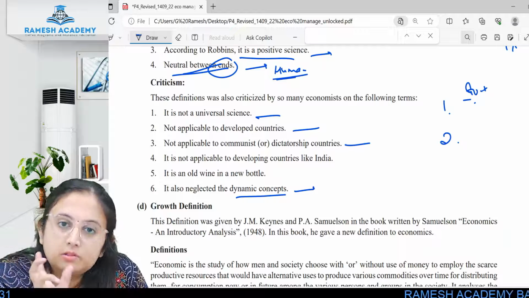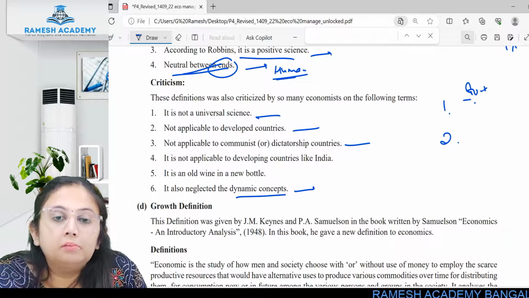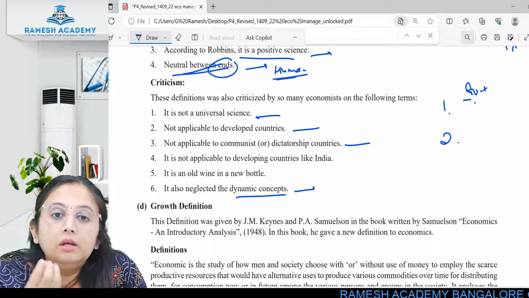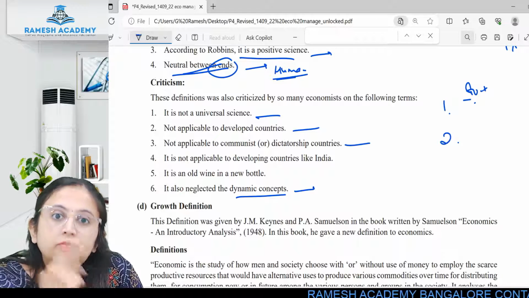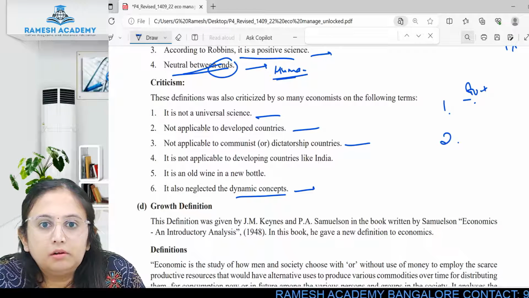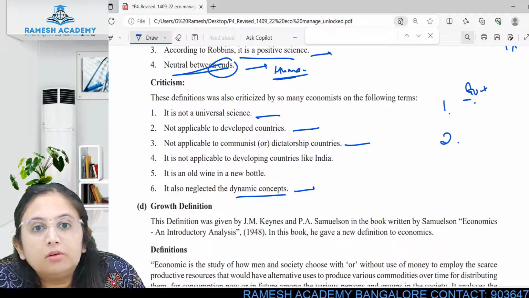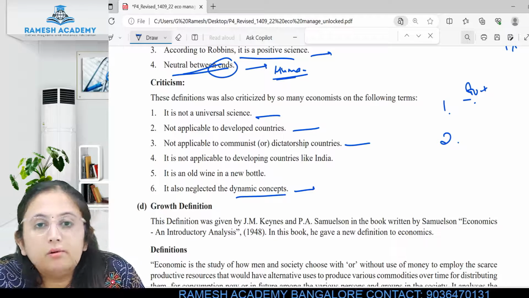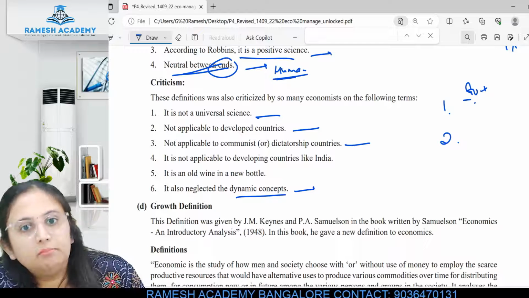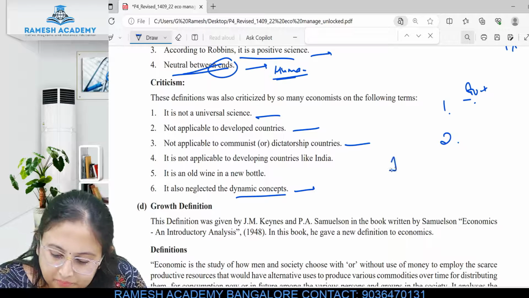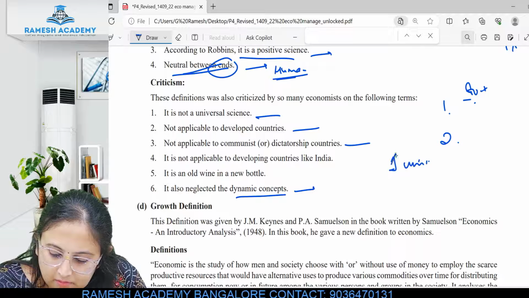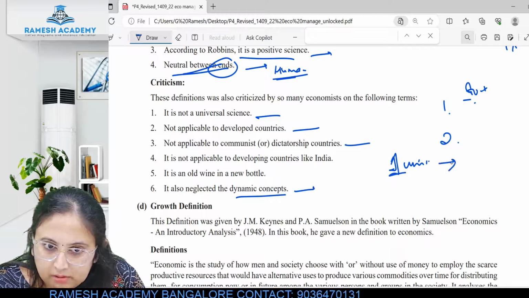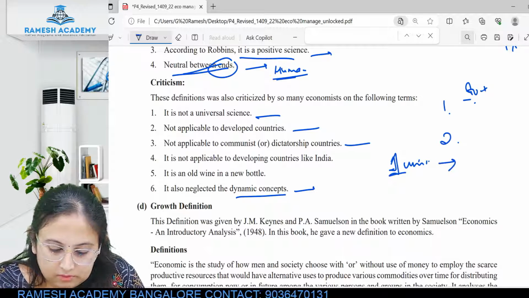Maybe the available resource is the same, but from the same resource, instead of satisfying one want, you can satisfy two wants. That is possible. So why do you not concentrate on dynamic concepts? That means if you introduce more modern techniques, for example, by using 1 unit of a product.